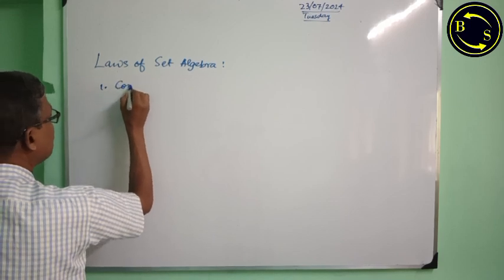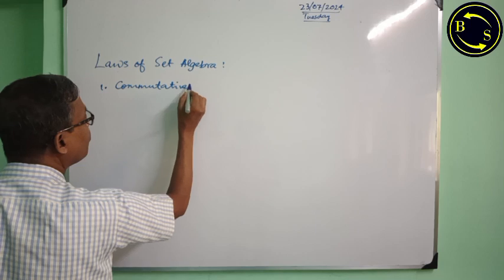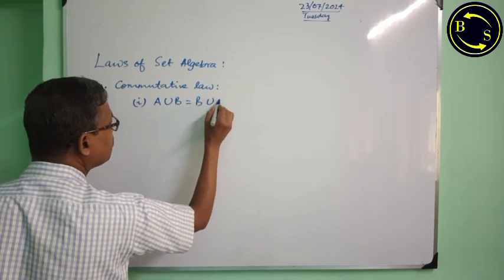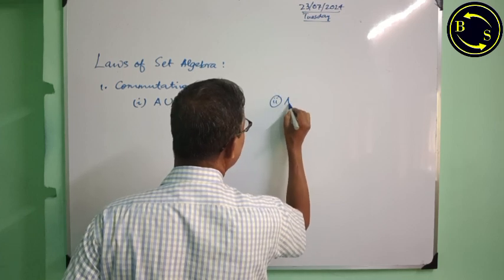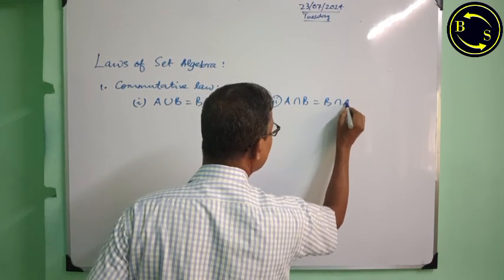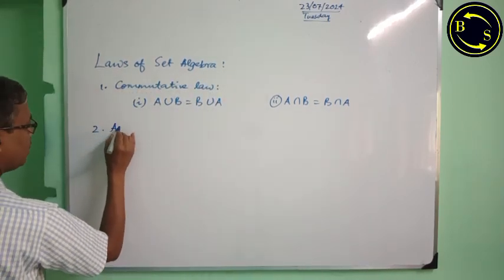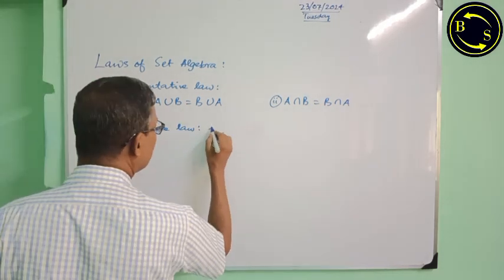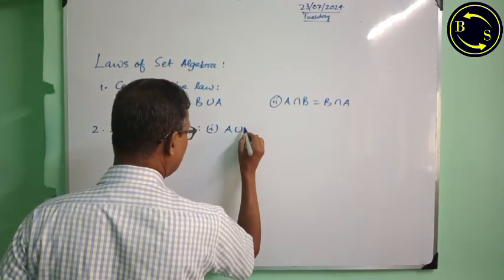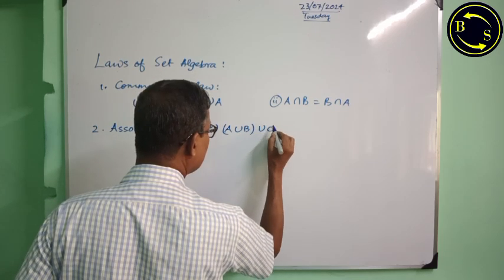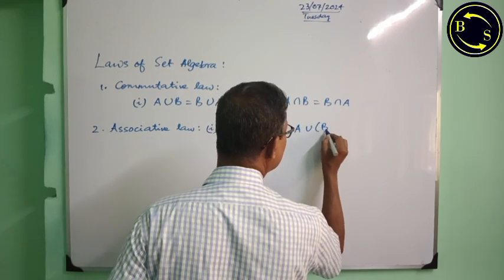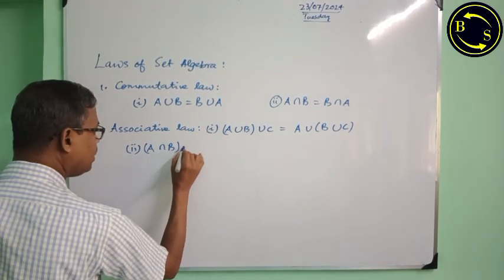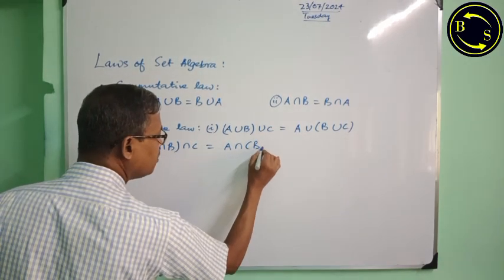Number one, commutative law. A union B equal to B union A. Number two, A intersection B equal to B intersection A. Associative law: A union (B union C) is equal to (A union B) union C, and A intersection (B intersection C) is equal to (A intersection B) intersection C.